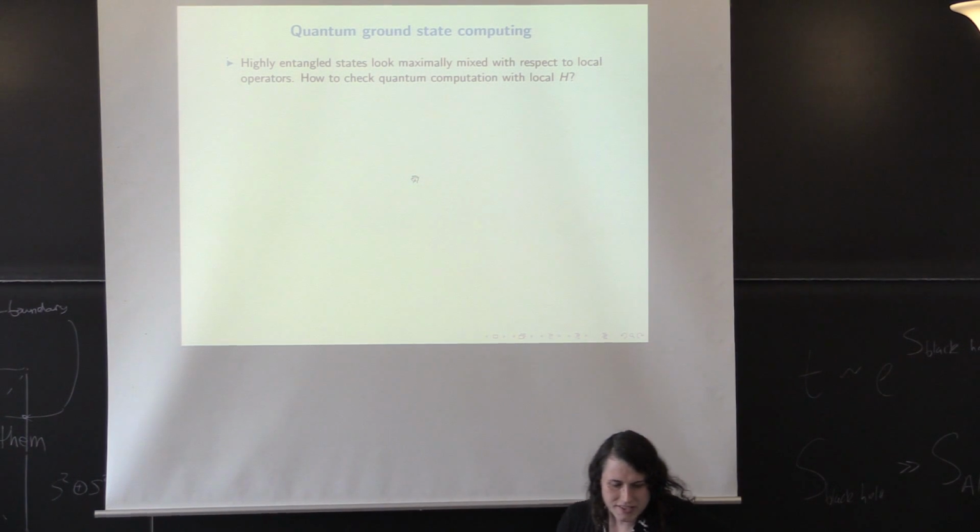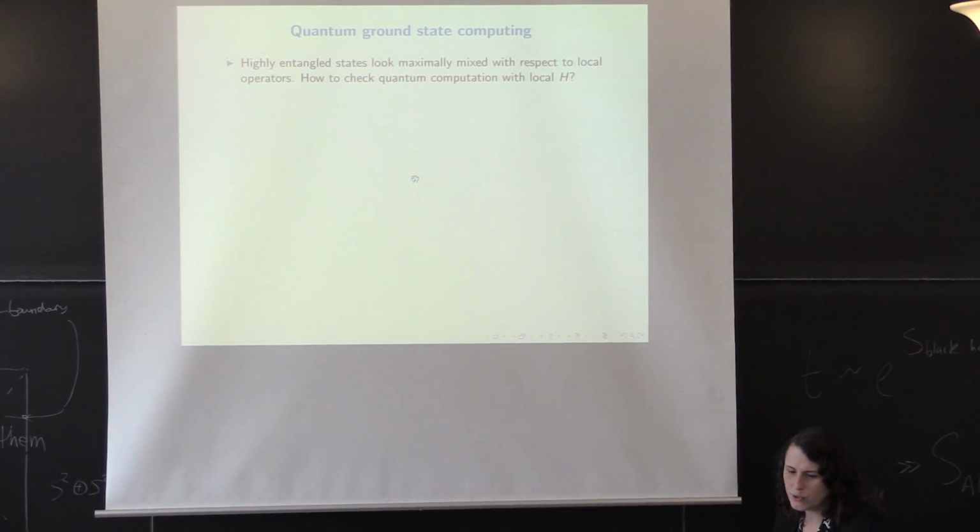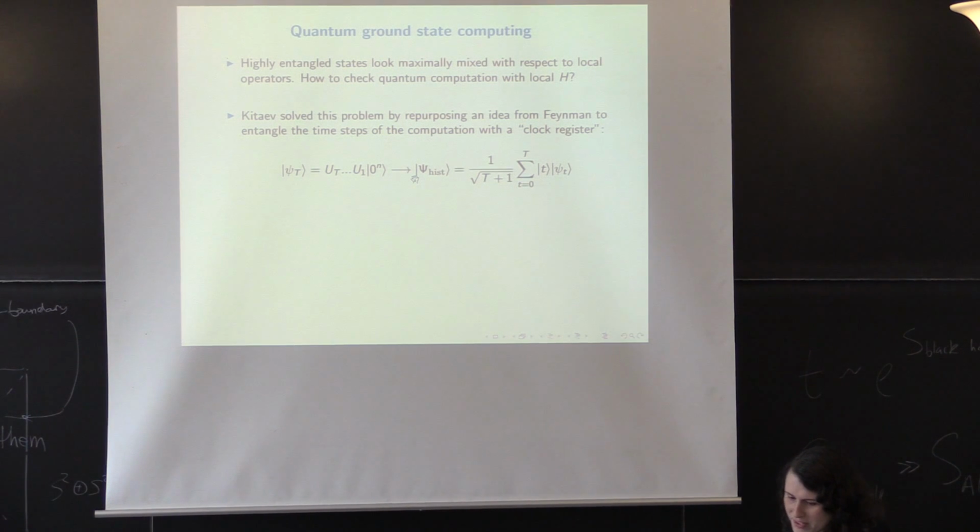So highly entangled states look maximally mixed with respect to local operators. The fundamental problem if you want to do quantum computation in the ground state is you can't just lay out all the time steps of your computation on distinct sets of physical qubits, like you would with a classical Cook-Levin tableau that records the history of your computation. So the question is, how do you check quantum computations with a local Hamiltonian? This problem was solved by Kitaev by repurposing an idea from Feynman, which I described on the opening slide, which is that you want to entangle the time steps of the computation with an additional register.